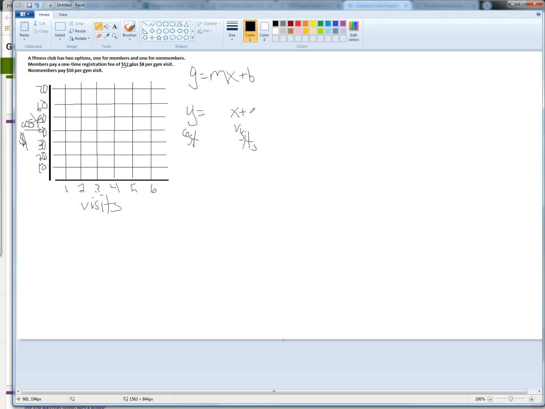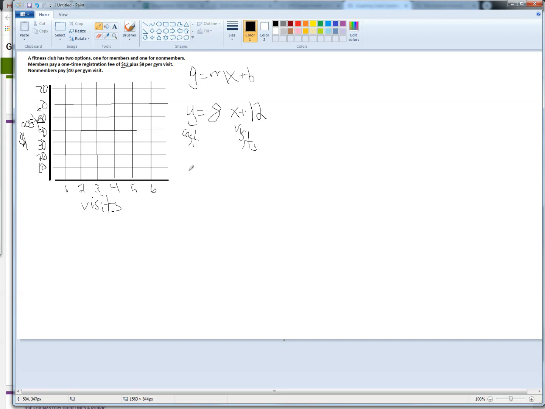There's a one-time fee of $12. That's your y-intercept. Before you do any visits to the gym, you're going to pay $12. So that's your y-intercept. And then each visit is going to cost $8. So here is our equation for members. They're going to pay $12. Then every time they come, they're going to pay $8.